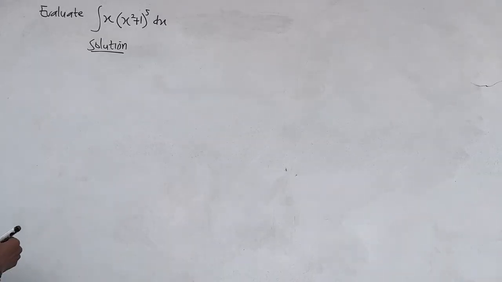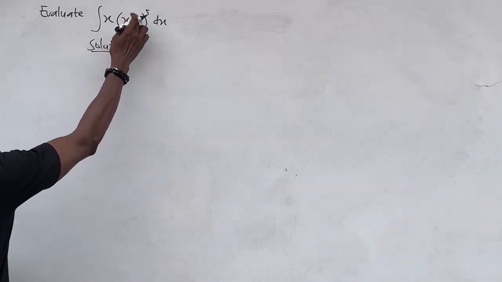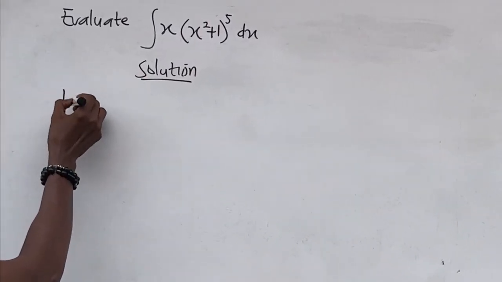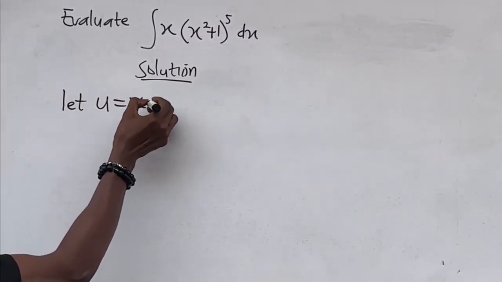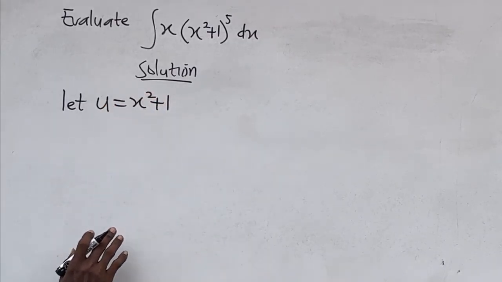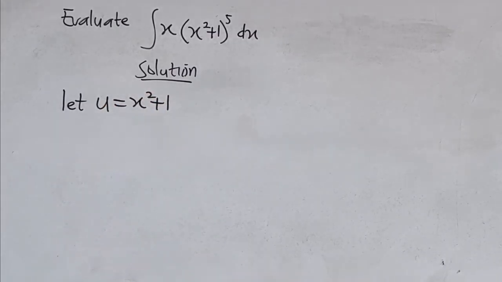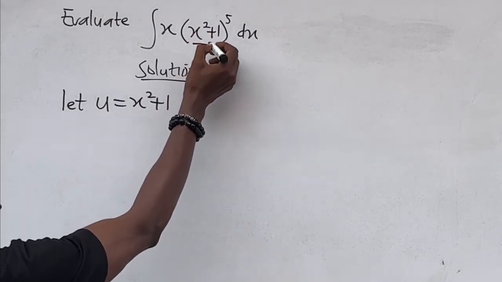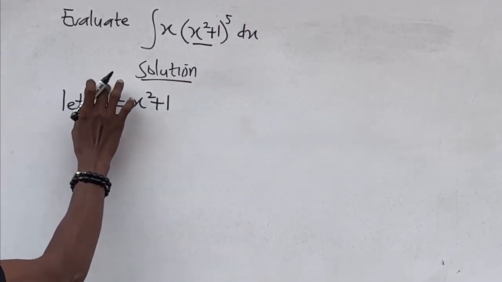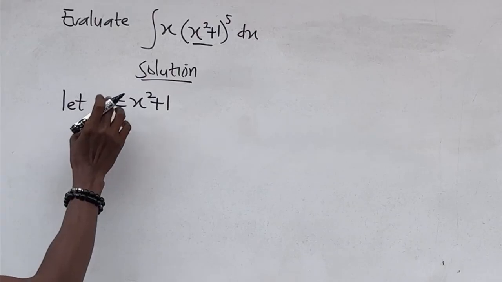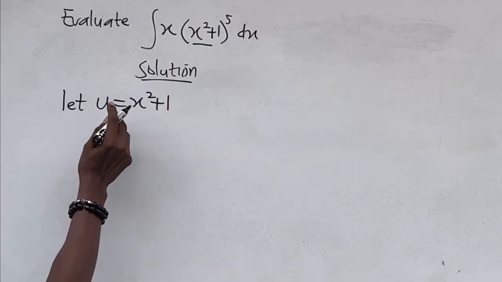How does it work? Now look at this, x squared plus 1. We can say let u equal x squared plus 1. So we're trying to simplify it so that it's easier for us to work. So if u is x squared plus 1, we're taking what is in this bracket and calling it u. Now we can differentiate this u with respect to x.